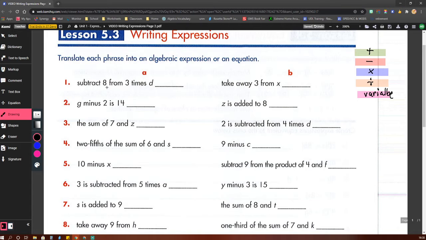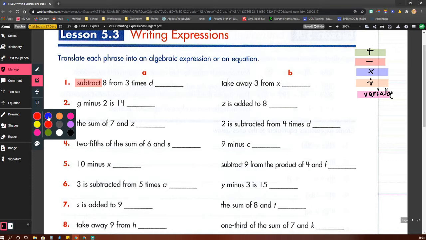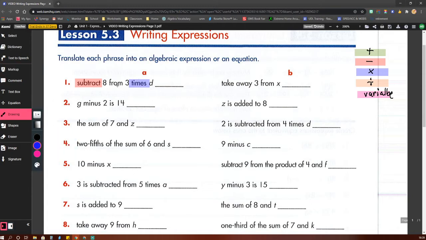So I have subtract 8 from 3 times d. If I look back on our assignment from the other day, I would see that subtract is minus, times is multiply. Now, if I didn't say this the other day, an important thing to note is that when we have subtract and the word from, the number that was mentioned goes last. So our first thing to do is 3 times d.